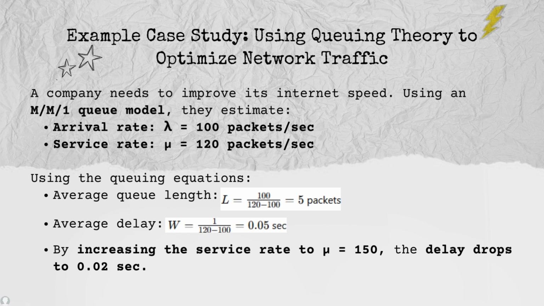On the other hand, the company increases the service rate to 150 packets per second. As a result, the delay drops to just 0.02 seconds, significantly improving the performance of the internet. This real-world example shows that queuing theory is a powerful tool in network management, and by adjusting service rates, a company can reduce congestion, improve speed, and optimize efficiency.